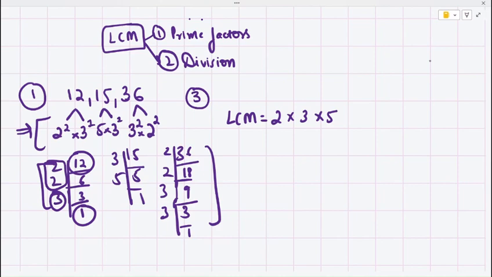For example, 2 की highest power है 2. So we'll write here 2 raised to the power 2. Then 3 की highest power है 2. Again we'll write 3 raised to the power 2. Then 5 की जो highest power है that is 1. तो 1 ही है तो फिर we'll take 1 itself.